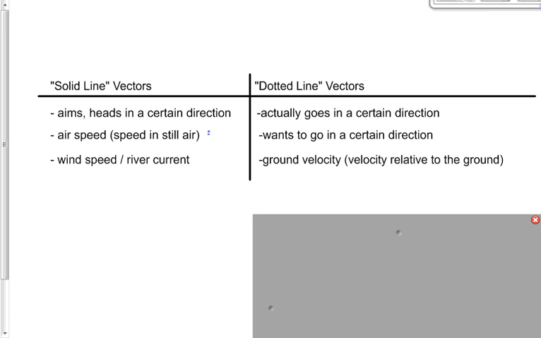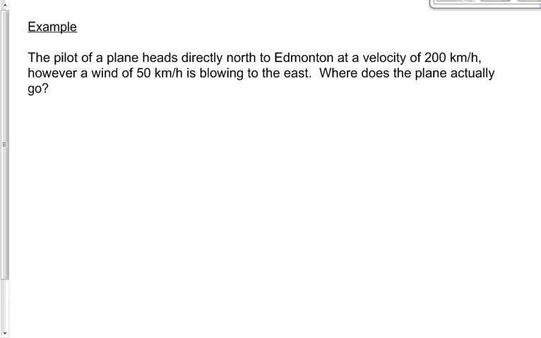So let's look at these vectors again that are given to me in this example. The pilot of a plane heads directly north. He or she aims to the north. Does that contribute to where I go, or is that where I actually end up going? It contributes. So is that a solid or a dotted line vector? It's a solid line vector. Good. So let's draw this 200 kilometers per hour to the north as a solid line vector. We're aiming to the north.